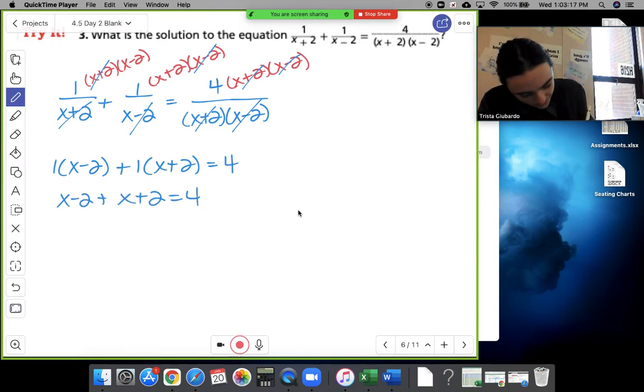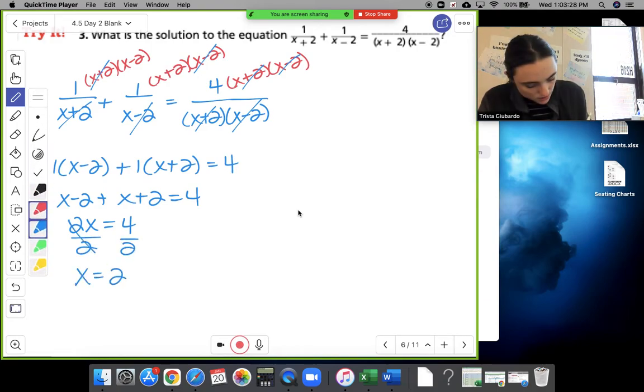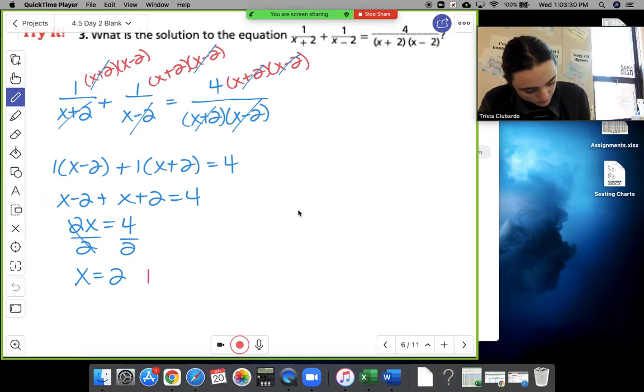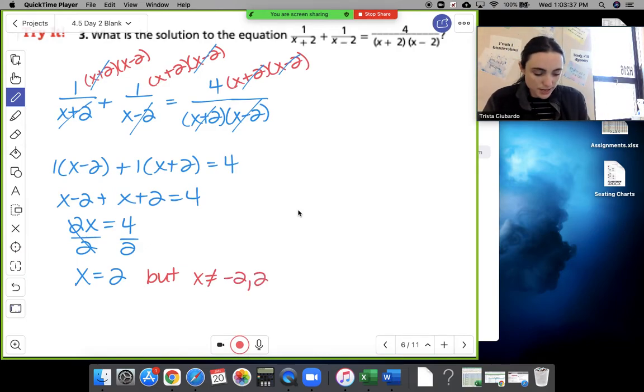So we get x and x is 2x. Negative 2 plus 2 cancels out. And then we have equals 4. I'm going to divide both sides by 2. That gives me x equals 2. Our restrictions, we have x cannot equal negative 2 or positive 2 based on those original denominators. That means positive 2 does not work. This is extraneous. So we did not have a second solution for this.